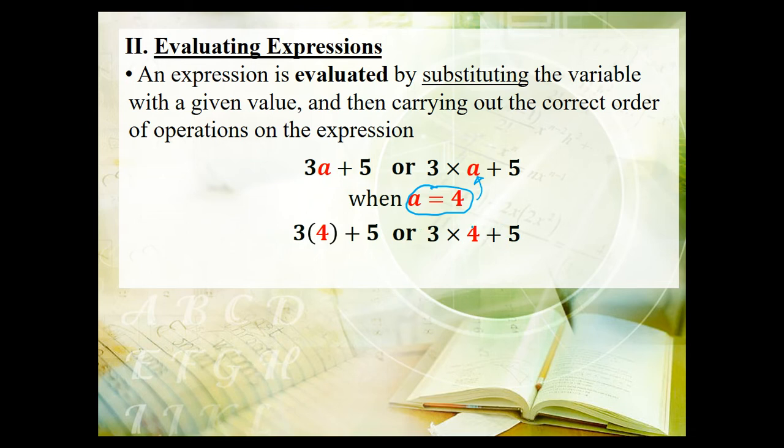Now, to evaluate this, we'd have to follow the correct order of operations. So the question is, do you do 3 times 4 or 4 plus 5? Well, if we use that acronym BEDMAS, that would tell us we want to do the multiplication before the addition. Okay, so you have 3 times 4 plus 5. So this would be 12 plus 5. And if you evaluate that, that would be equal to 17.